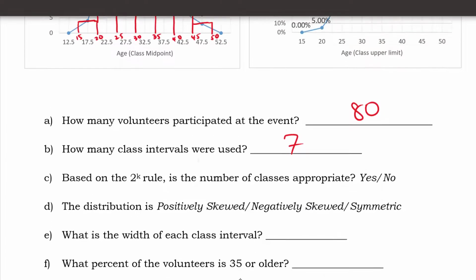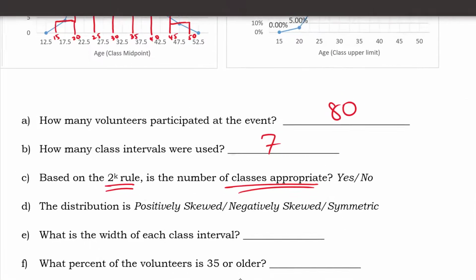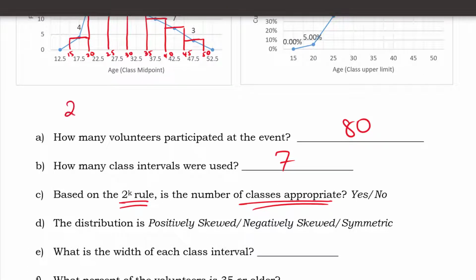The next question is asking us that based on the 2^k rule, is the number of classes appropriate? The 2^k rule says that 2 to the power of k has to be greater than n. We're looking for the smallest k such that 2 to the power of k is greater than n. N in this case is 80. So we're looking for the smallest k so that 2 to the power of k is greater than 80.